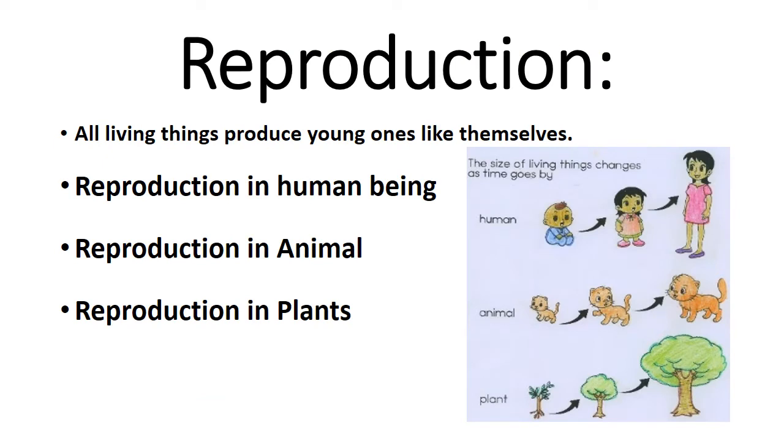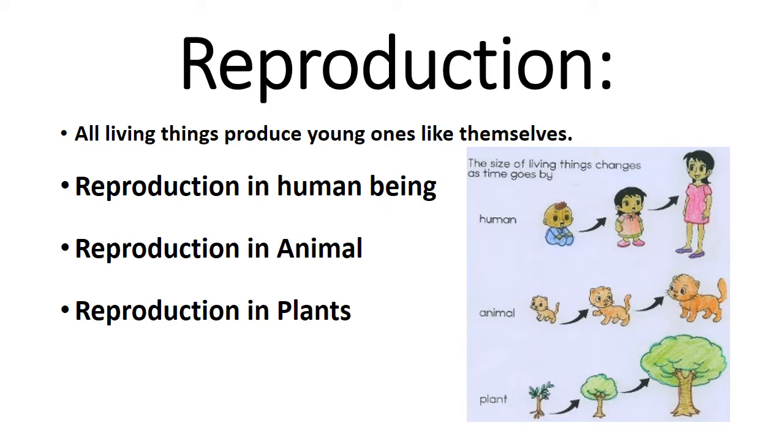Reproduction. All living things produce their young ones. Reproduction in human beings, reproduction in animals, and reproduction in plants. If you look at this picture, it is clear that every living thing, whether we talk about plants, animals, or humans, they all produce their young ones, like a baby, then a toddler, and then an adult.